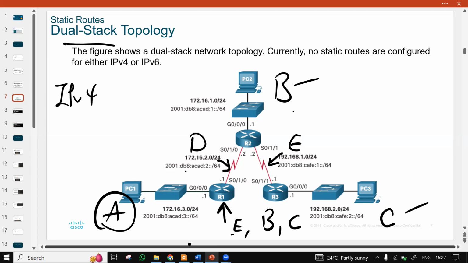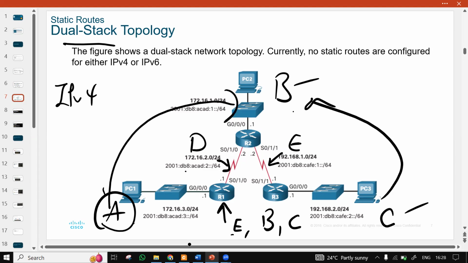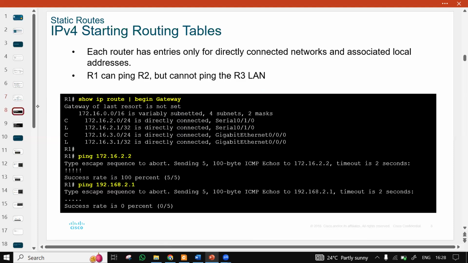Until we configure static routing or any form of routing here, you see that these two networks cannot communicate. A and B cannot communicate, C and B cannot communicate, because the routers do not know about networks beyond themselves. Right. Let's look at static routing tables.